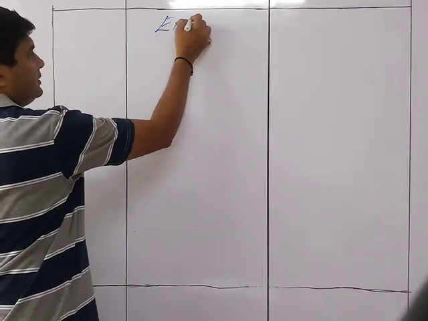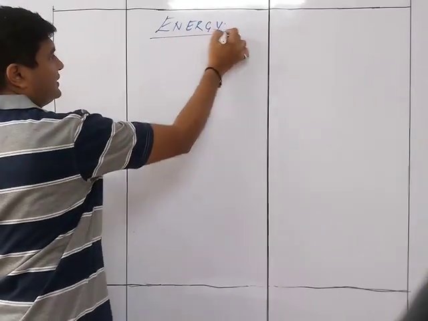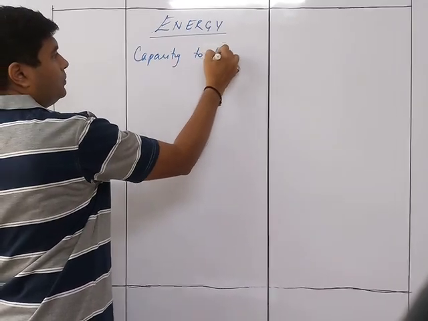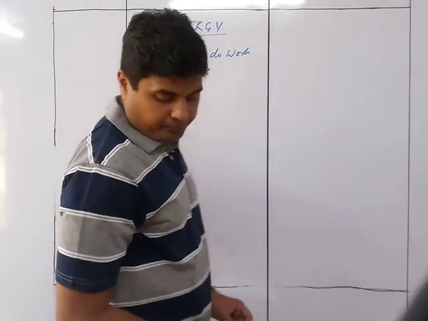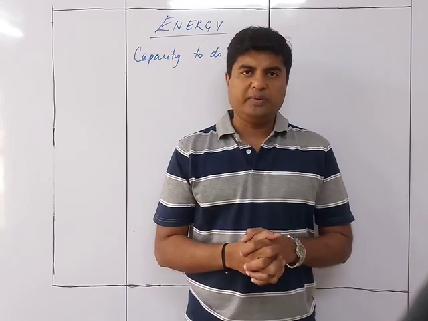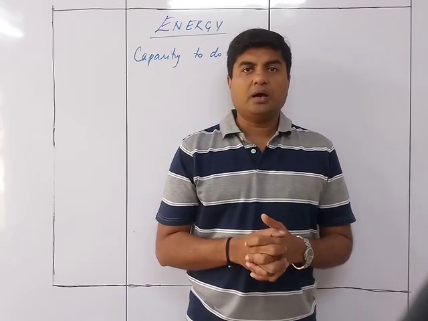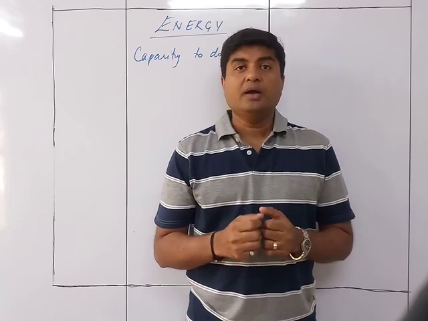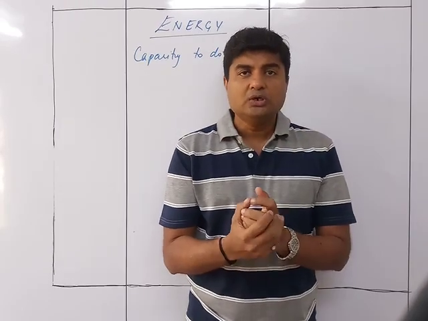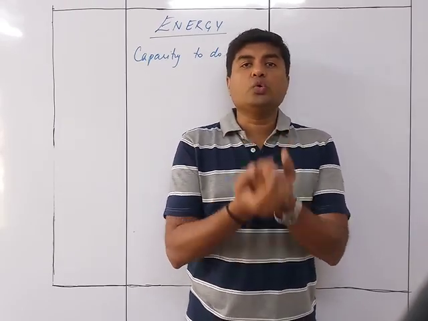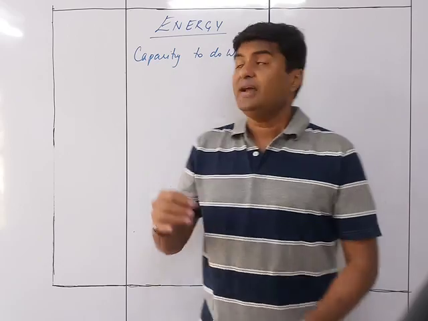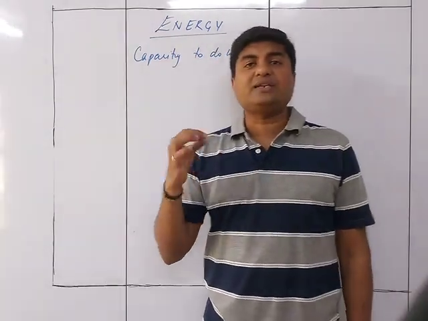So this is the energy, which is nothing but the capacity to do work. Okay, so we see over here that when I say that I can do this work, it means that I have the power to do that much work. At the same time, I need that much amount of strength to complete that work. So that means if I am able to do that much work, I have that much energy that I can do that amount of work. That's why we say that energy is nothing but the capacity to do work.